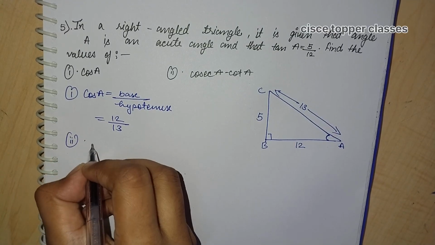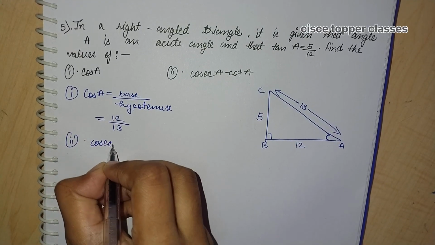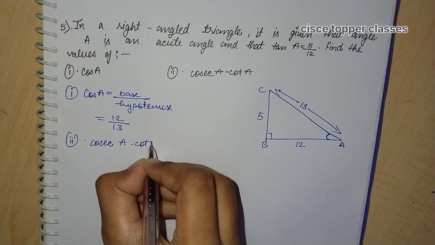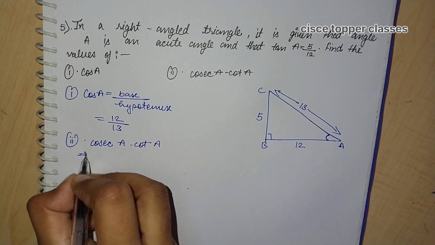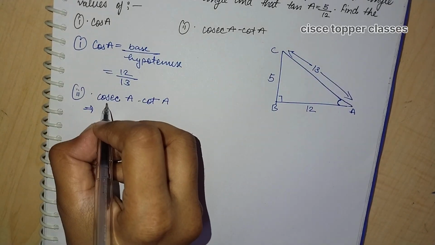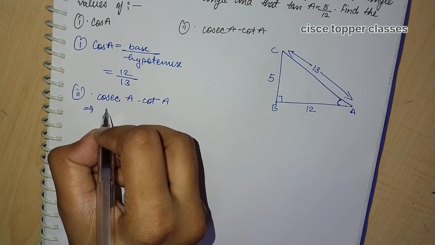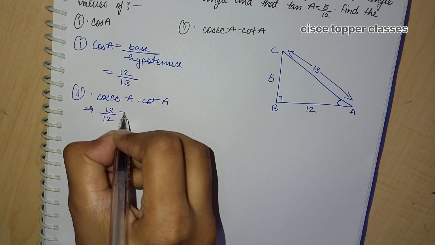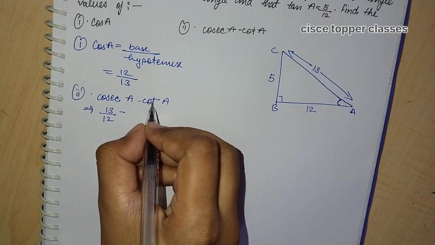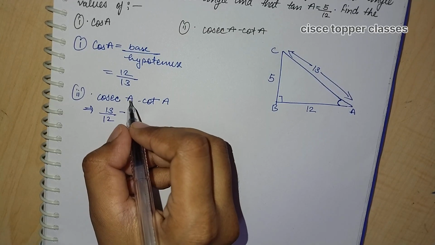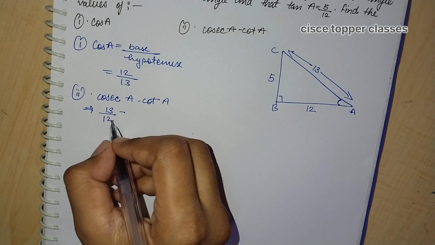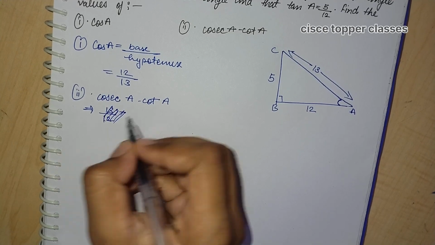Now the second part is cosec A minus cot A. So again we will put the value of cosec A. Cosec A is hypotenuse by height. Sorry, this is height here. So we can write 13 by 5 minus cot A.